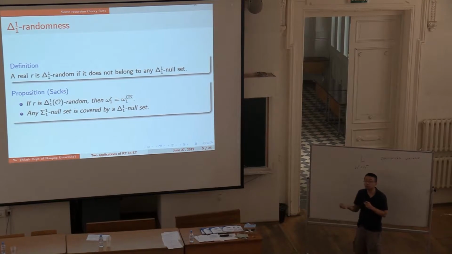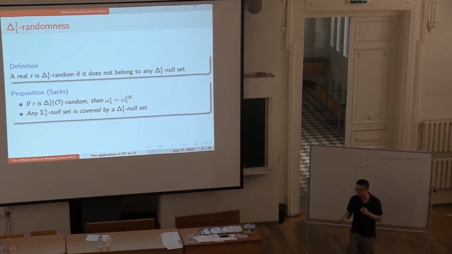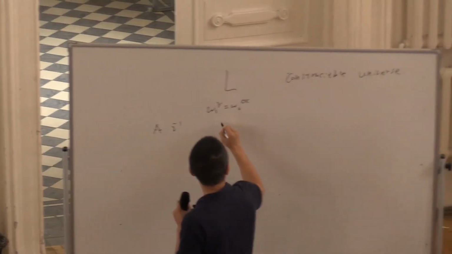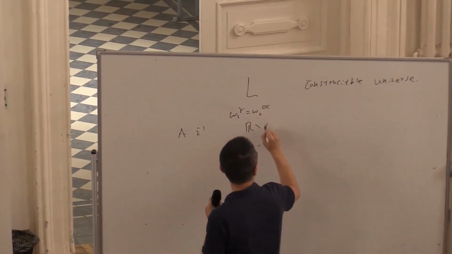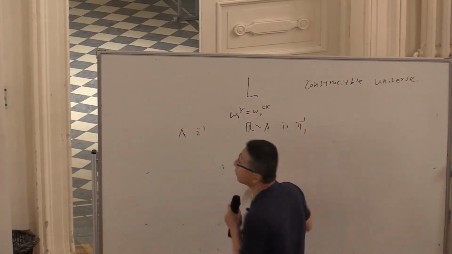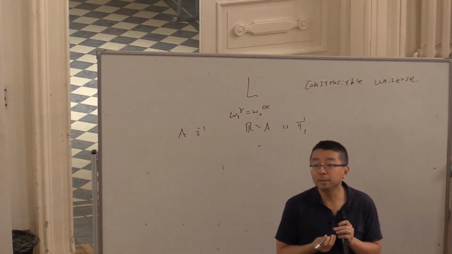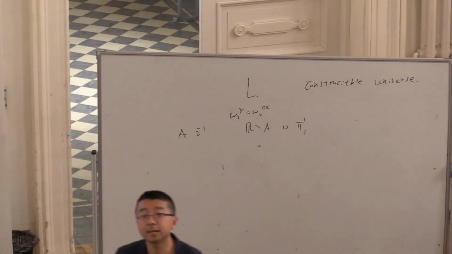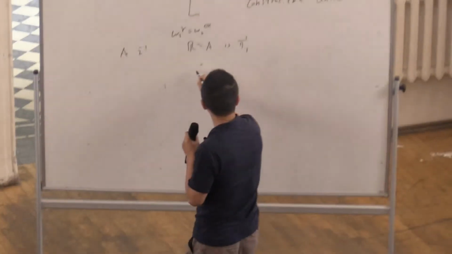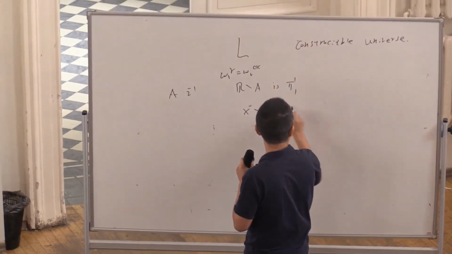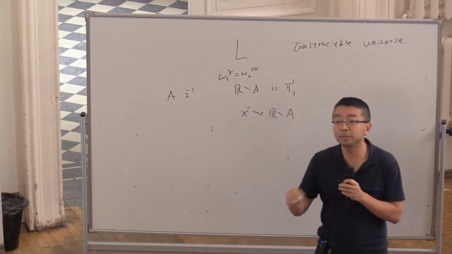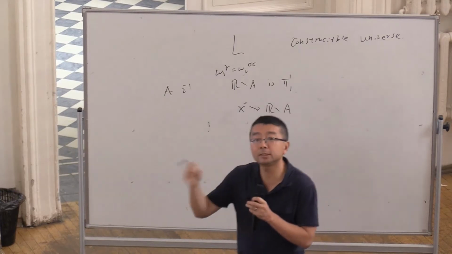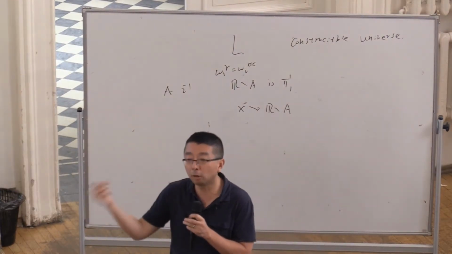Because A is Sigma 1 1, we just look at the complement of A. So A is Sigma 1 1, then the complement is Pi 1 1. Then it means you can enumerate it, because Pi 1 1 is an RE set. So if you see X enters the complement of A, then there will be some stage where you can see it. And then you enumerate these reals into the complement of A.